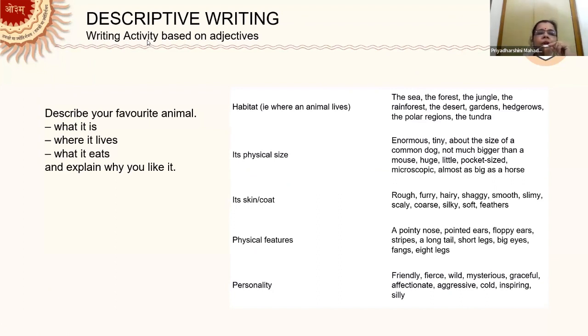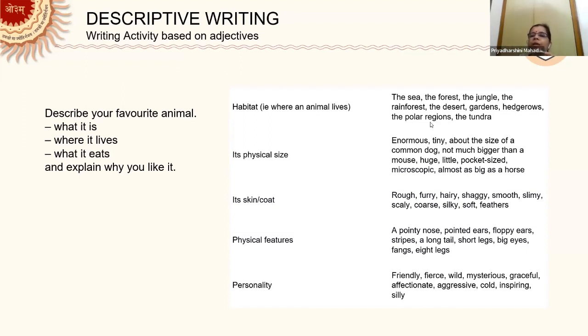This we teach them in class 3. Descriptive writing, where they have to describe either an animal or a place. So here they can use a lot of adjectives. For example, describe your favorite animal. So you tell them how to describe it. If it is a dog, they have to specify the animal, where it lives, what it eats, and explain why you like it. These 4 points you can give them as clue words on the board and make them write a small paragraph about the animal.